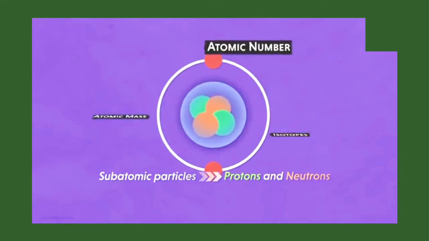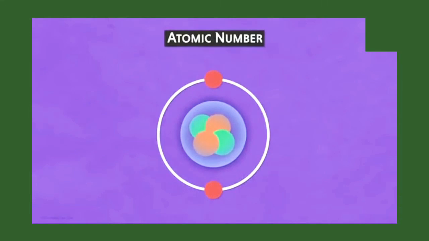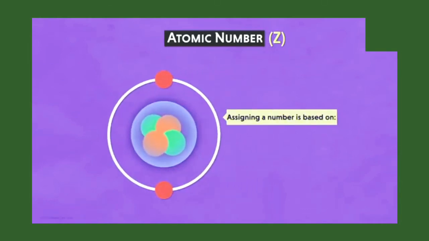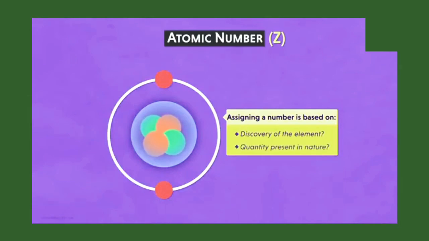Let's begin with the atomic number first. Atomic number is denoted by the letter Z. As the name suggests, atomic number means the number assigned to a particular atom. Now I want you to think, on what basis should an atom be assigned a number? Should it be on the basis of when the atom was discovered, or on the basis of how much quantity of the element is present in nature? What factor can be applied for numbering the atoms or the elements in general?